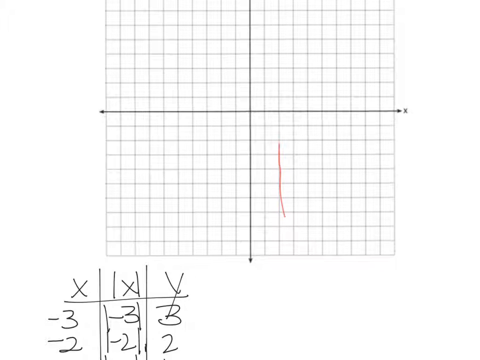So I'm going to plot the points -3, 3; -2, 2; -1, 1; 0, 0; 1, 1. Keep in mind that's an open dot. Be very careful because of no equal sign and the inequality for that value. And then you're going to draw your line.